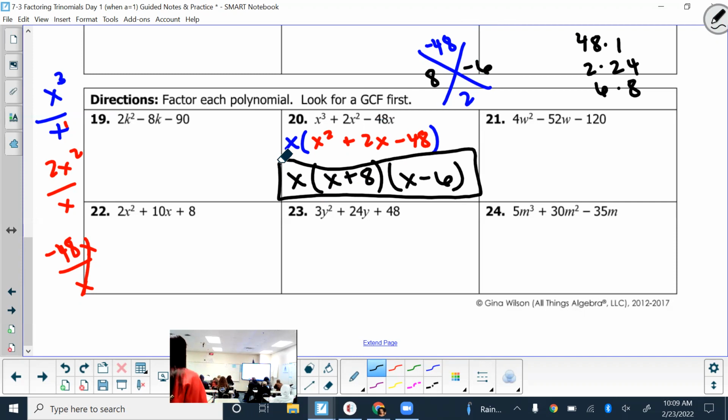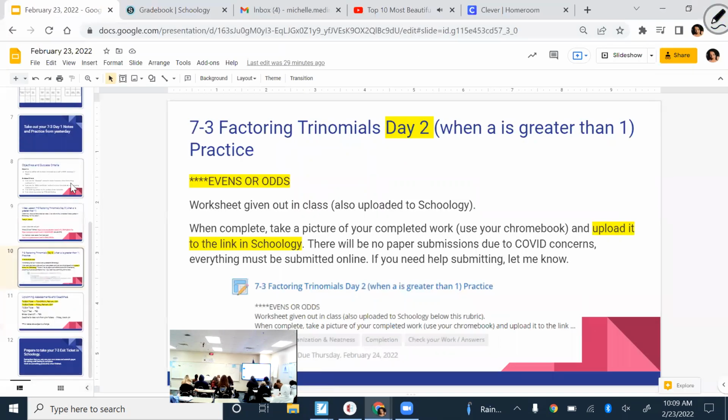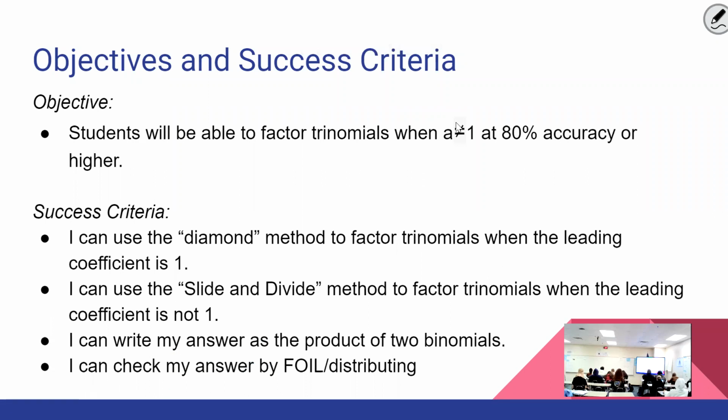All right, so then have the note sheet in front of you that you picked up from the back table. While you're doing that, just a couple general announcements. We are now on to day 2 of the lesson, which is factoring trinomials in that format when A is not 1. We can still use the diamond method, but we also have to incorporate what's called the slide and divide method. So you can't just jump into the diamond method right away if the leading coefficient is not 1.